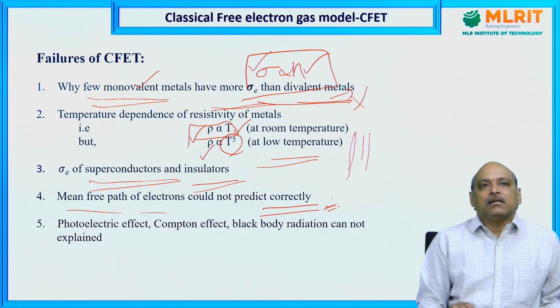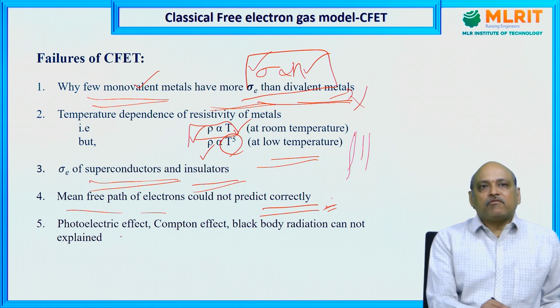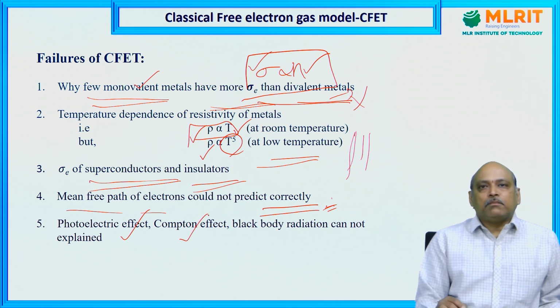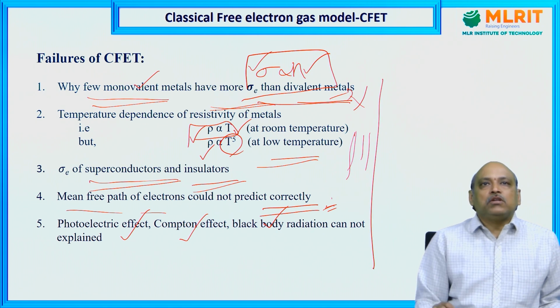this theory. Another failure of this theory is that some phenomena, such as the photoelectric effect, the Compton effect and black body radiation, cannot be explained by using this theory. These are all the failures of this theory, the classical free electron theory.